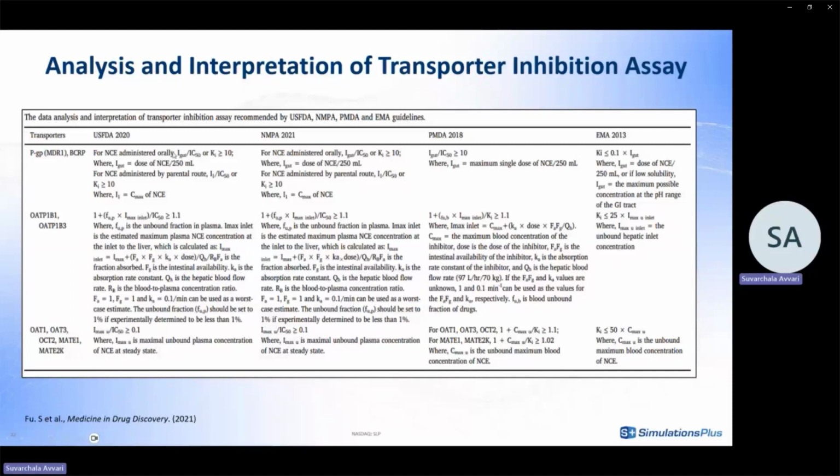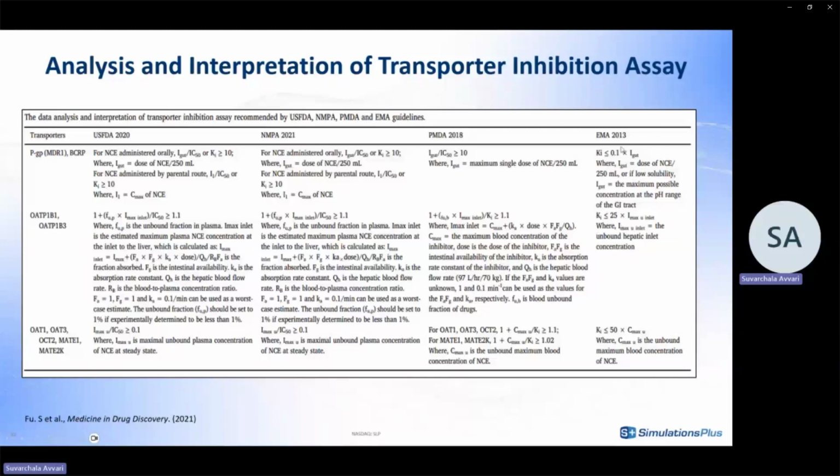Earlier in the slides, we have seen the decision criteria, as per the FDA guidelines, for the investigational drug to be considered as an inhibitor of PGP, BCRP, OATP1B1, 1B3, and the renal transporters. Similar guidelines have been proposed by NMPA and PMDA for efflux transporters, hepatic uptake, and the renal transporters.